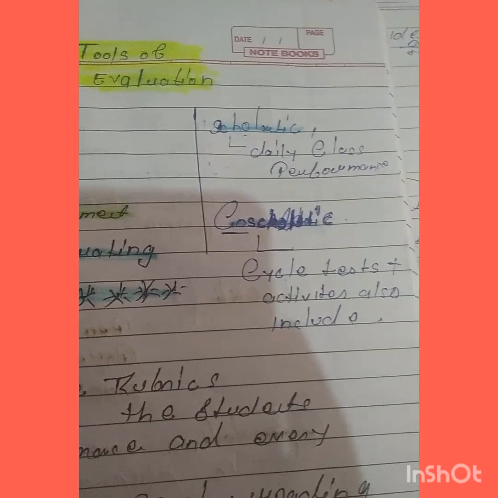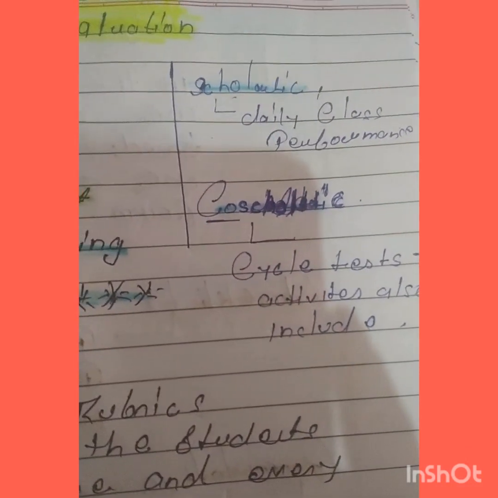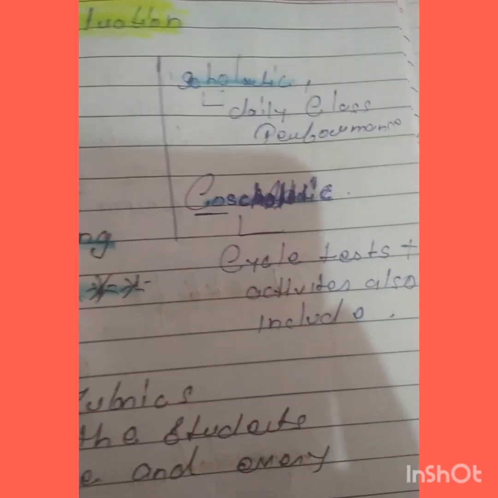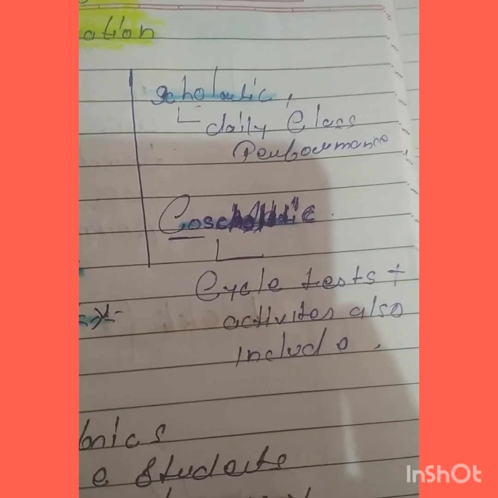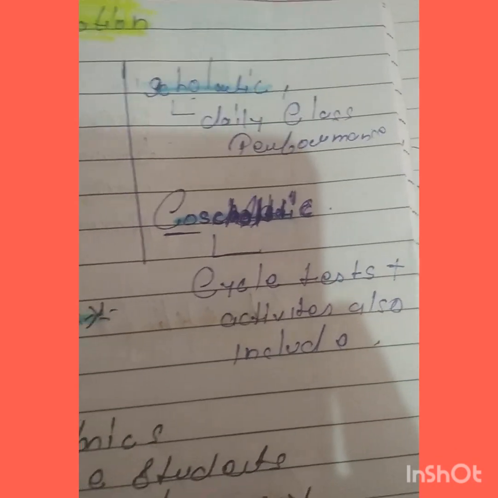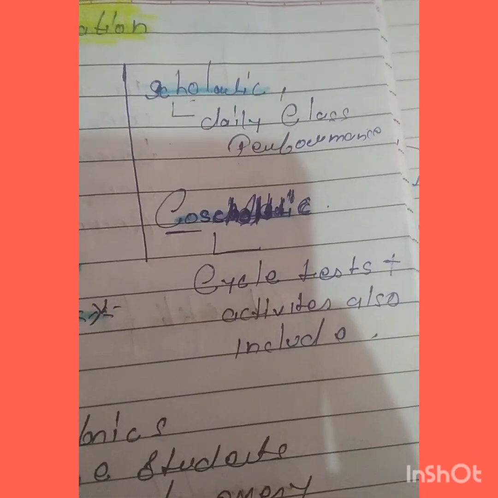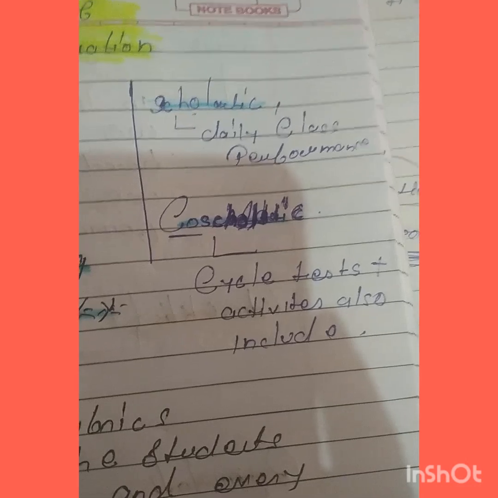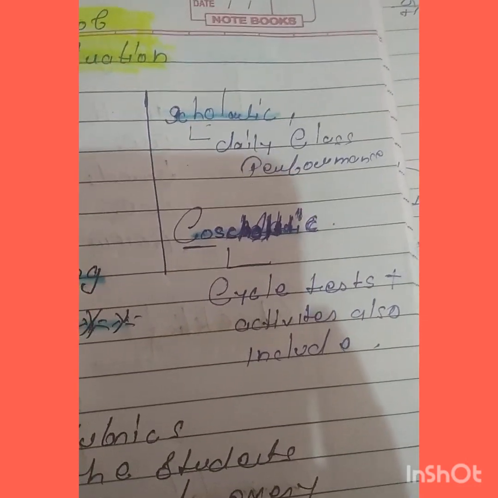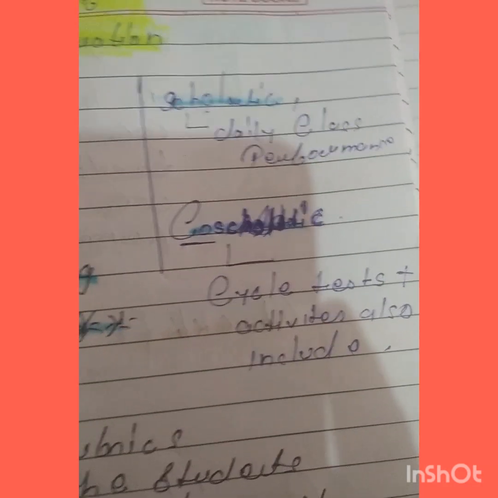Okay, now next we will discuss two terms. First is scholastic and second is co-scholastic. What is scholastic? In scholastic, we discuss the performance on a daily basis, the daily class work and daily activities. And the co-scholastic includes the cycle test plus all the activities.